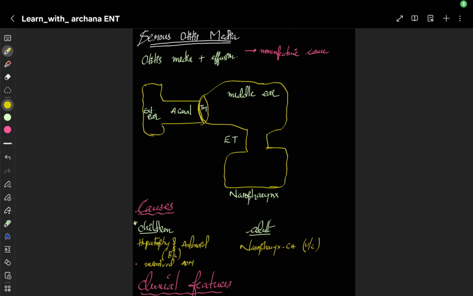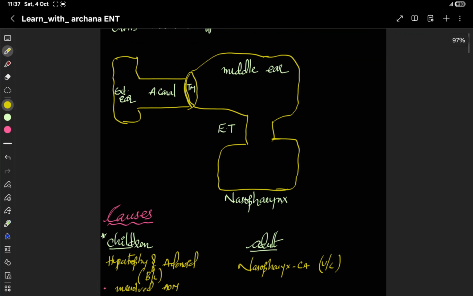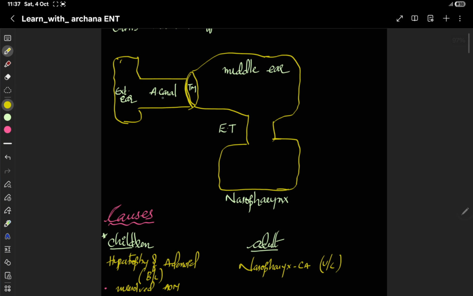Serous otitis media. What is serous otitis media? It is otherwise known as otitis media with effusion. Okay, so let's look at what is actually happening here. First, this is the external ear, and this is the auditory canal and the tympanic membrane. Inside is the middle ear cavity, and it is connected to the nasopharynx via the eustachian tube.